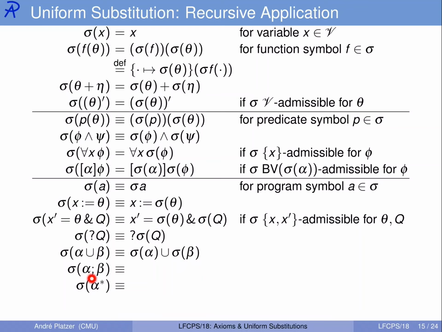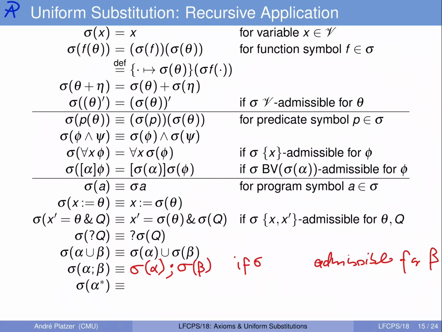How do we uniformly substitute into a sequential composition? Well, I guess we need to substitute the left-hand side, substitute the right-hand side, and remember that there was a sequential composition. The output is sort of always canonical, but when is that actually okay? That's only okay if the substitution is admissible, again, compared to the appropriate set of variables.